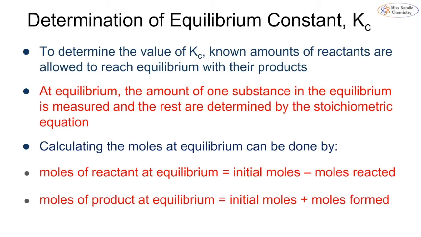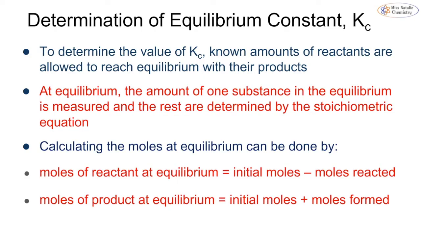Now, to determine the value of Kc, we take known amounts of the reactants, we put them into a sealed container, and we allow them to reach equilibrium with their products. Once we are at the point of equilibrium, we determine the amount of one of the substances in the mixture, which is typically one of the products and usually done by titration. But there are other methods depending on what it is that you're measuring. And then once we have that one substance, we determine the concentration of everything else using the stoichiometric equation.